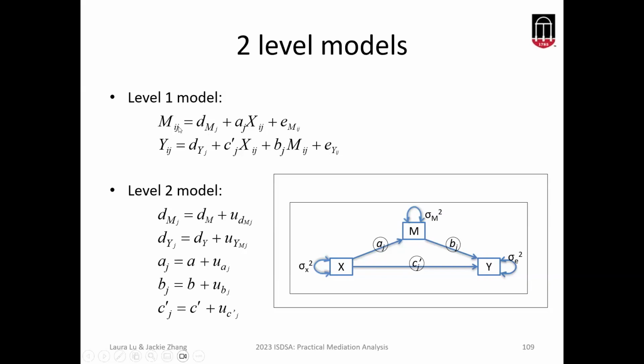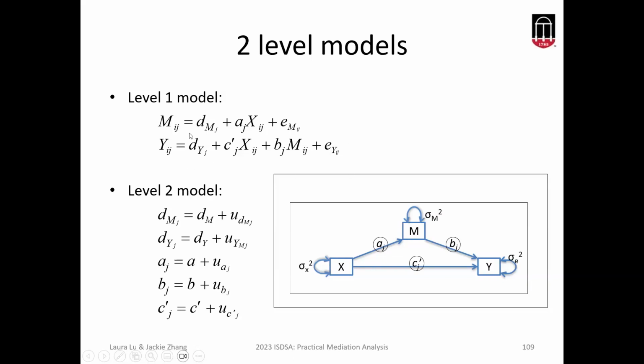So what does that mean? The intercept will be different across level 2 units, but for the same level 2 unit, it is the same. When you fix J, this value is the same. And also for AJ, when you fix J, when you fix the classroom, the A value is fixed, but it will be different across different classrooms. So the AJ will be different. And we have X, the independent variable, and then we have the residual.